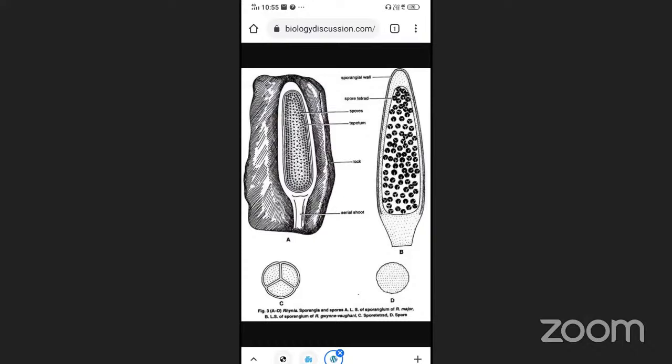Any doubt? No, sir. Again, I repeat, as some members are asking. Classification of Pteridophyta is important, and another one is Rhynia. Rhynia structure means morphological structure and internal structure. Another one is the reproductive system, that means the sporophyte and sporangia structure. That is important.